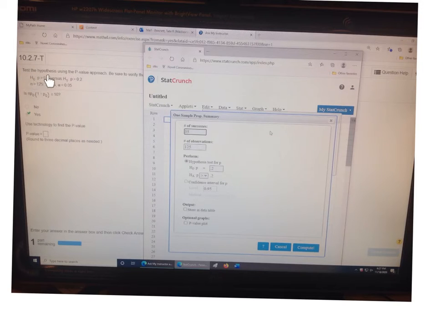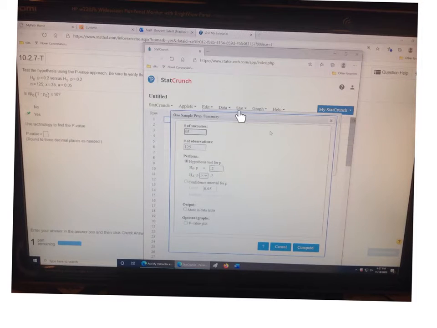You test a hypothesis using a p-value approach. So it looks like you got this part. It suggested using technology to find the p-value. I've got StatCrunch open here. You could use the current calculator.